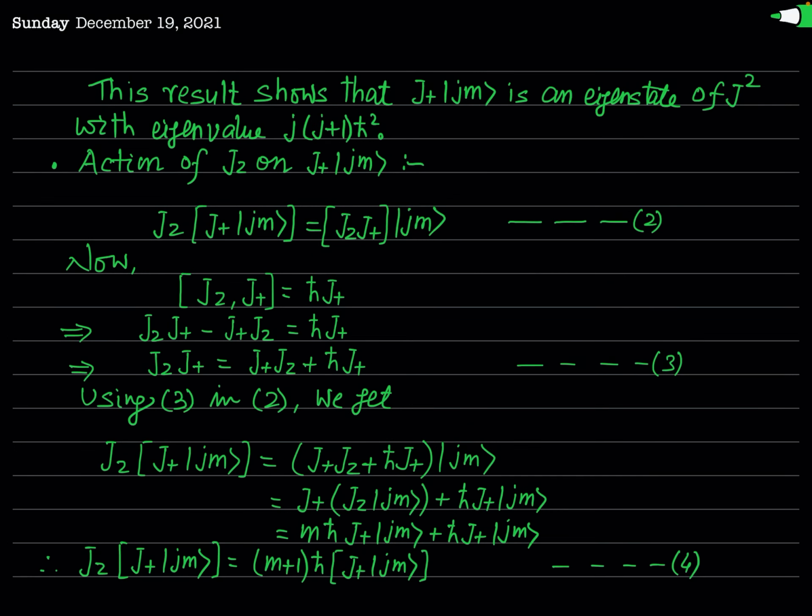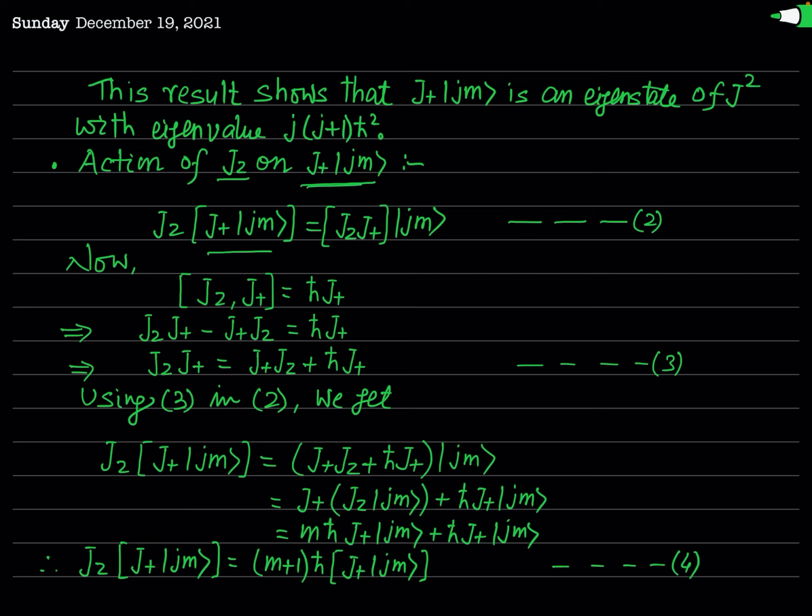Now we have to find the eigenvalue of the operator Jz when it is operated on this new quantum state J plus |j,m>. So we have to now show the action of Jz on J plus |j,m>. First of all, we write the eigenvalue equation.